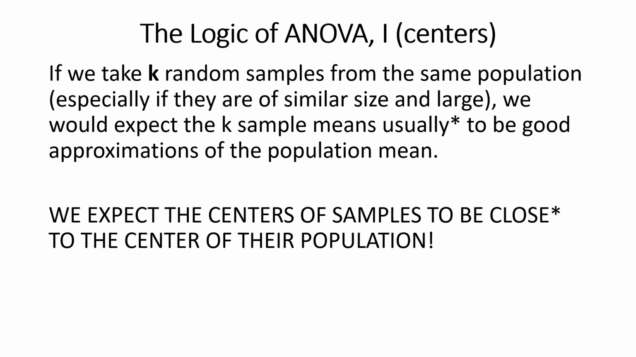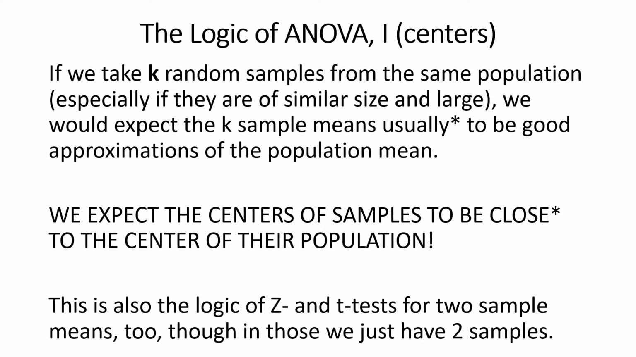Beyond talking about centers or sample means, we also, oh wait, before we do that, this all might sound familiar, and it should, because it's sort of at the heart of the logic of Z and t-tests for two sample means. But in those cases, we just have two samples. And as a further aside, you might recall from reading your textbook that you can actually run an F-test on two sample means, and it will give you the same results as a t-test. But normally we use a t-test for that.